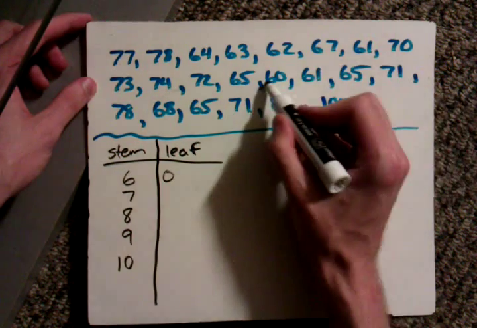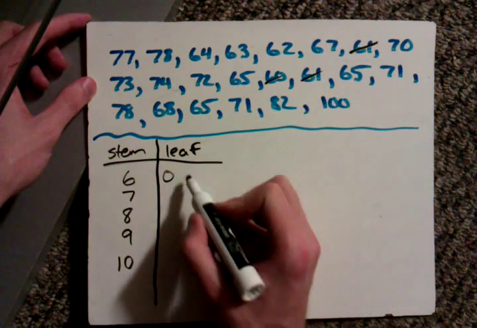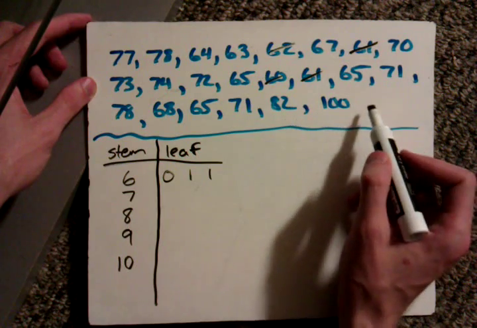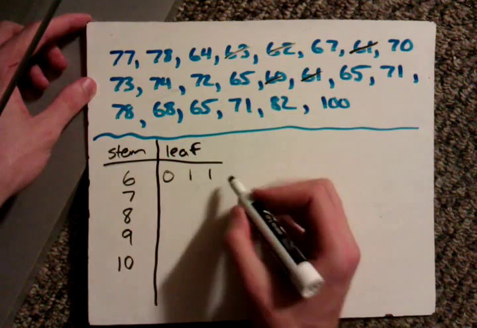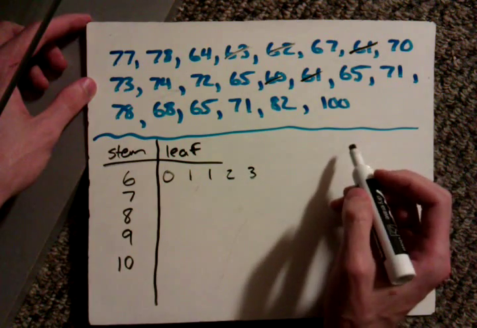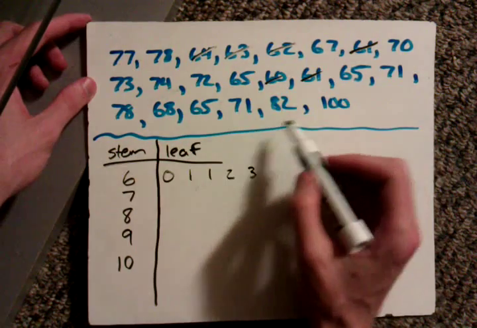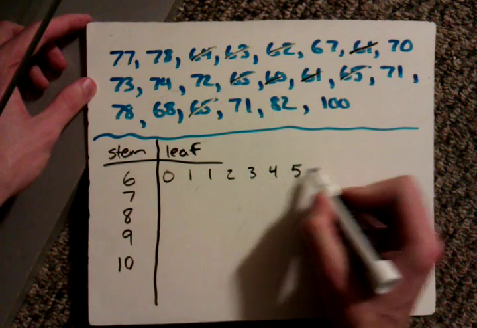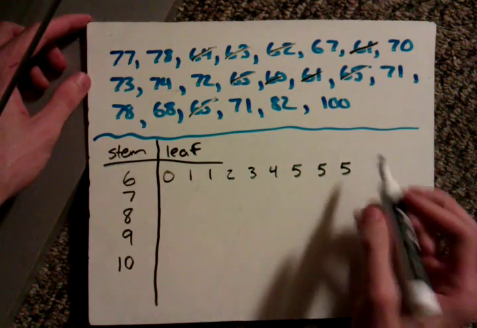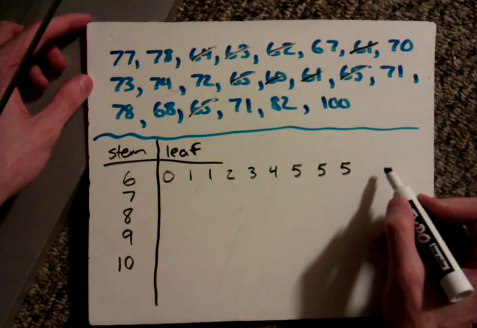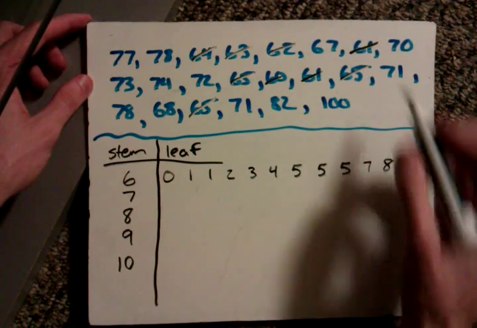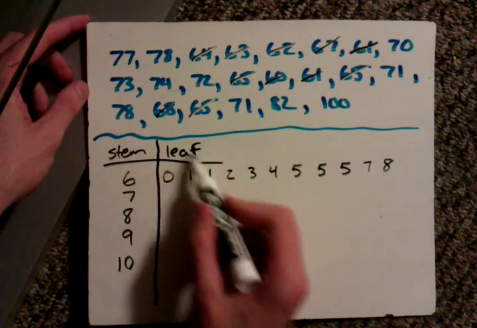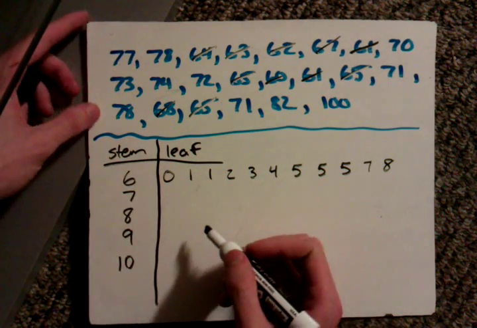160. I have 2 61s. I have a 62, a 63, a 64, and 3 65s. And a 68 and a 67. Alright, so the first thing we're going to do there is just get all of your leaves for that stem, and then you go on to the next one.